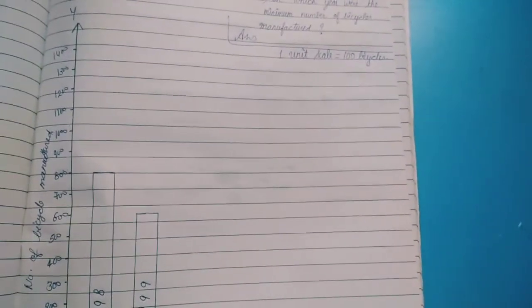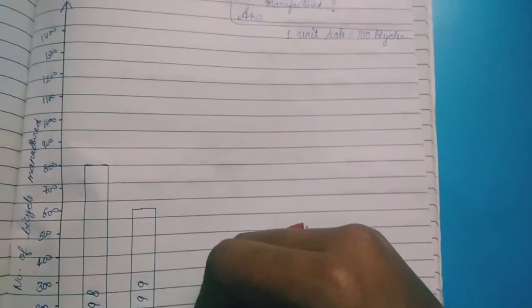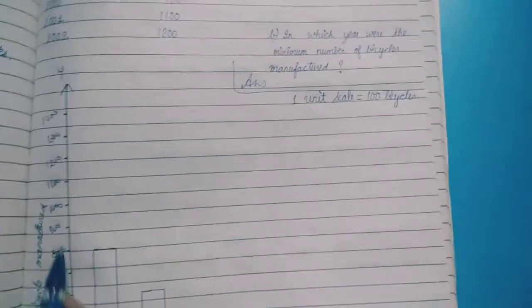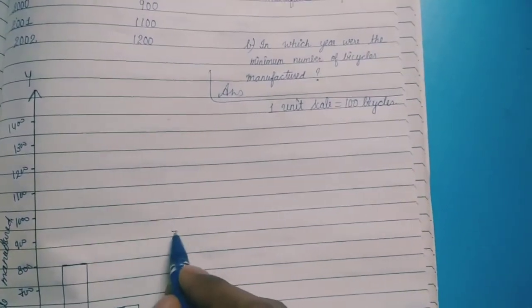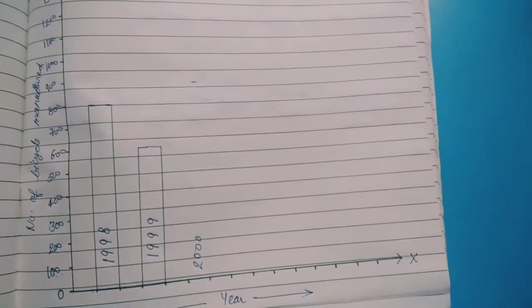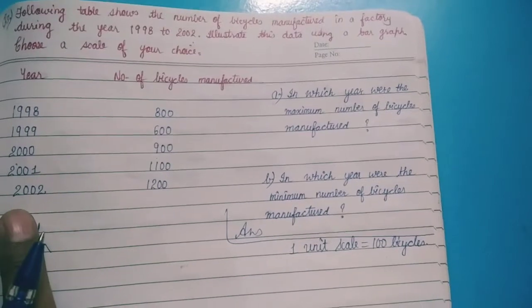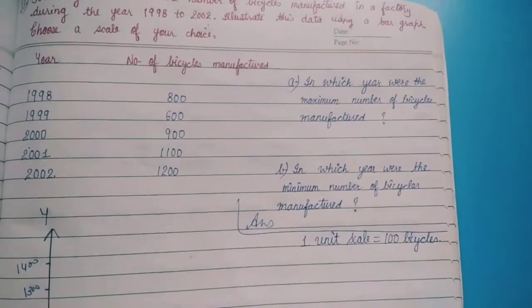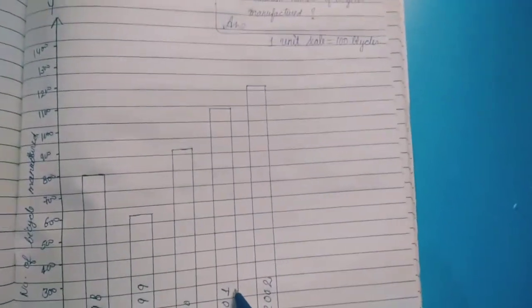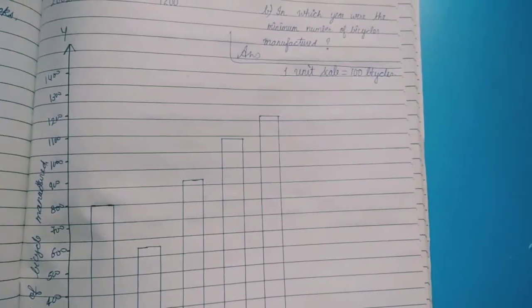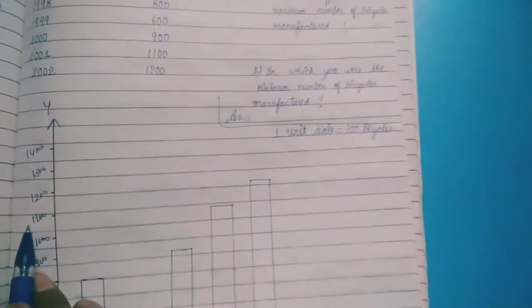So when we draw the next bar, it will show for 2000 and its top will be in front of 900. It means this bar will come as it is. We will draw bars for the 2001 year and 2002 year. 2001's bar top is in front of 1100 and the 2002 bar is in front of 1200.